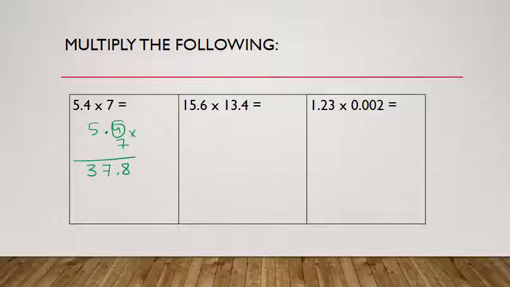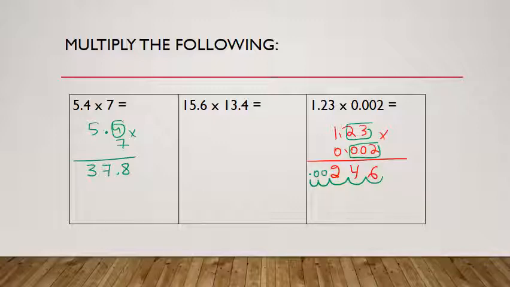I'm going to do the last one. 1.23 times 0.002. So no need to place the point under the point. 2 times 3 is 6, 2 times 2 is 4, 2 times 1 is 2. No need to multiply the zeros because they will not make a difference in multiplication. Now let us count how many places I have in the decimal part. I have 5. So I have to move 1, 2, 3, 4, 5. The point is here. So I have two zeros, so it's 0.00246. Okay?